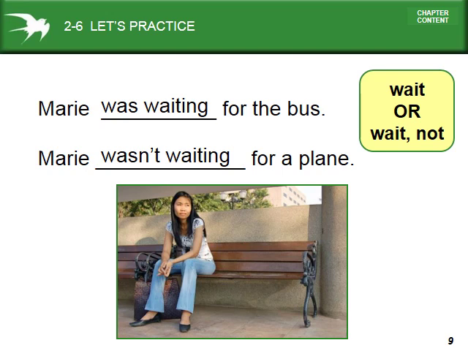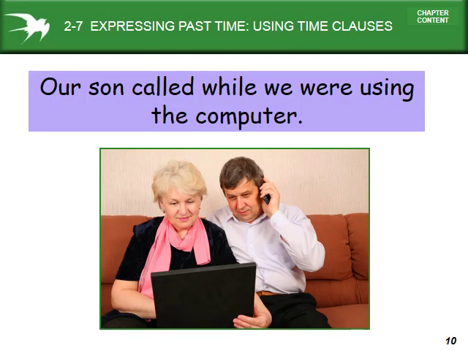So the important distinction that we want to make here is that the simple past tense is used for something that happened, began and ended in the past, whereas the past progressive is talking about an action that was in progress in the past, and oftentimes it's connected with another action that is in the simple past. Okay, so let's talk about time clauses.